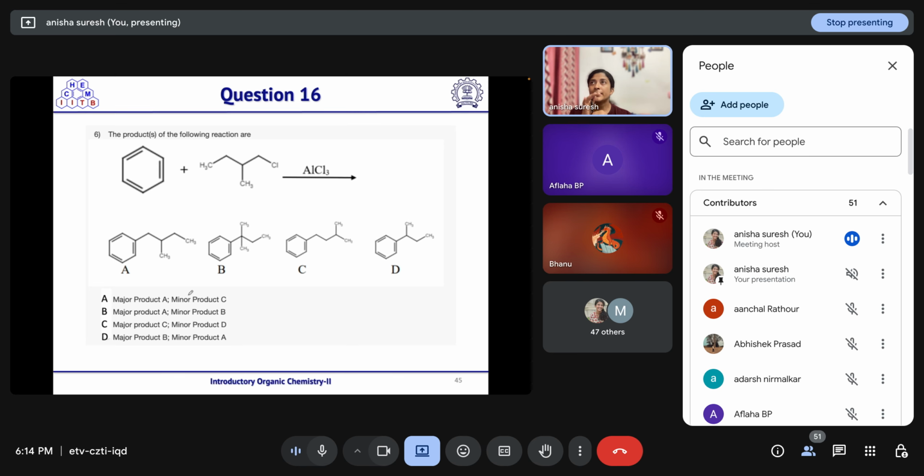In the Friedel-Crafts alkylation reaction, the intermediate forming will be a carbocation. So we have to consider the stability of the carbocation while carrying out the reaction. If it is a less stable carbocation, it will try to become a more stable carbocation by some sort of rearrangement. Ma'am, is it option D? Option D. Major product is B and minor product is A. Yeah, that is the right answer. So we can see how it is happening.